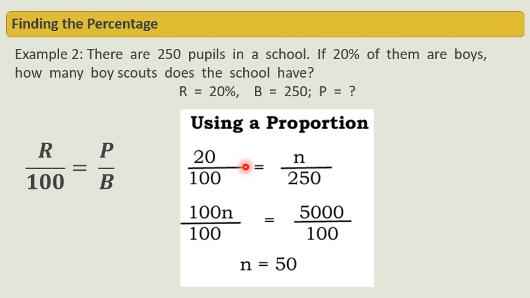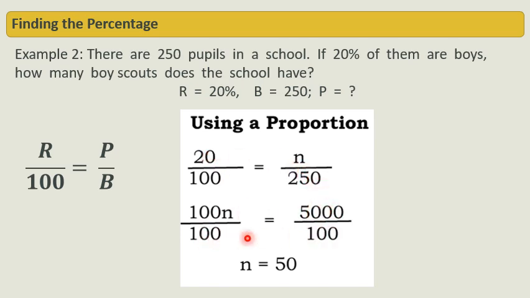So, another way, yung second technique natin is using proportion. Using this general formula, R over 100 equals P over B. So, ang R natin, substitute natin dito yung ating given. Ang R natin is 20. Ang P natin, nawawala, so N. Ang B natin is 250. Then, cross multiply, 100 times N is 100N. 20 times 250 is 5,000.